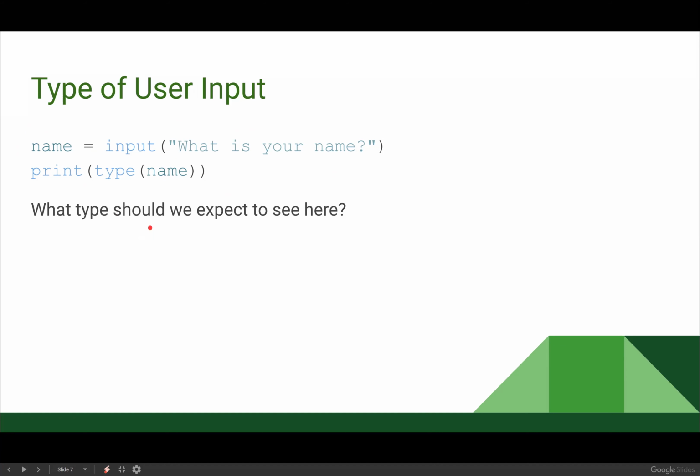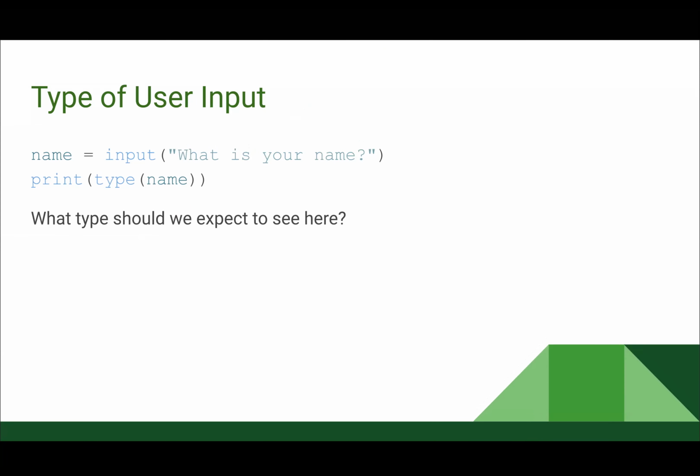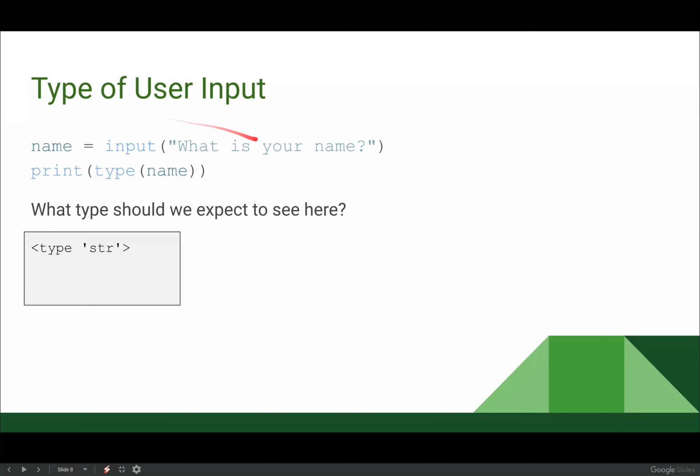An integer if it's Elon Musk's son. True, if it's Elon Musk's son, maybe an integer. But I see several people in the chat, absolutely correct. We would see a string because I've typed in characters. I've typed in characters in here. I'm going to get a string value back.